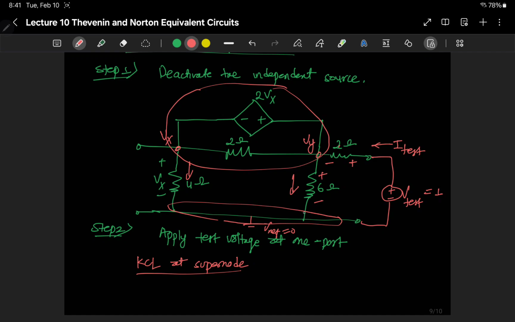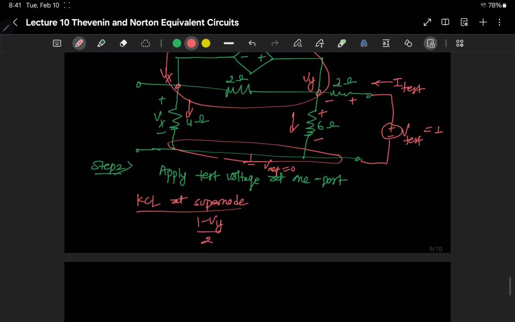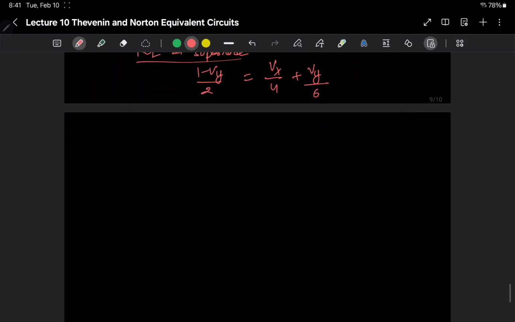And the currents leaving are one, Vy minus 0 divided by 6, and the other, Vx minus 0 divided by 4. We'll write that down. So KCL at the supernode gives (1 minus Vy) divided by this resistance of 2 ohms, where 1 is the value of V test, equals the current leaving, Vx divided by 4 plus Vy divided by 6. If we simplify this, we get 3Vx plus 8Vy equals 6 as the first equation.